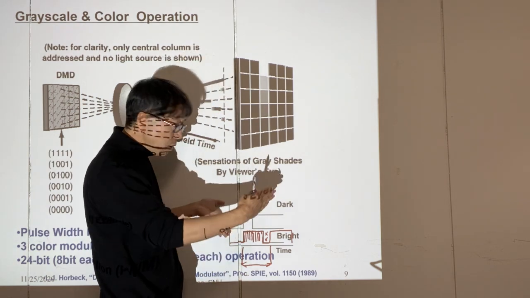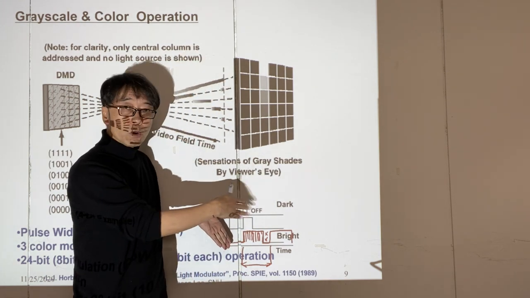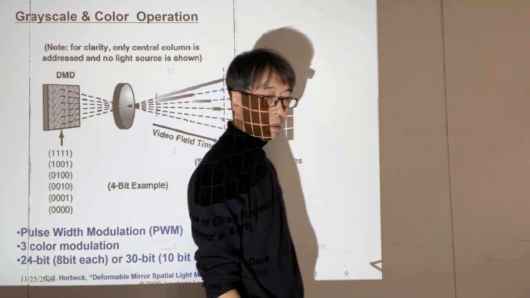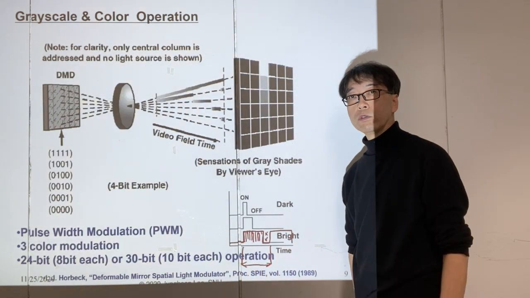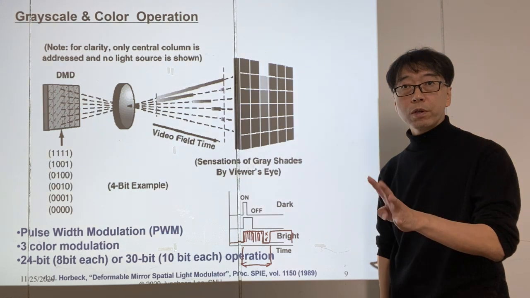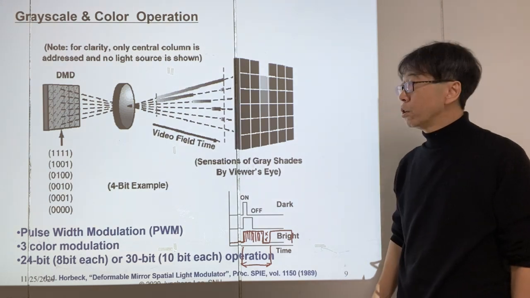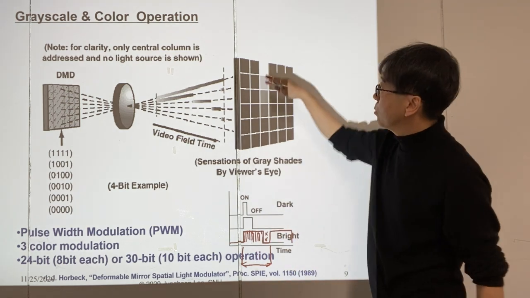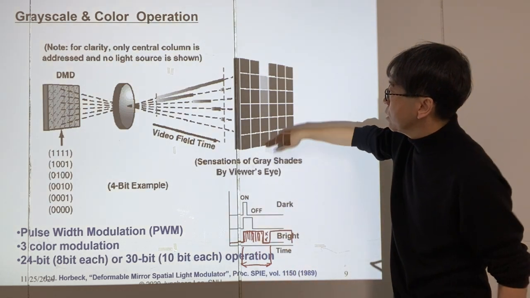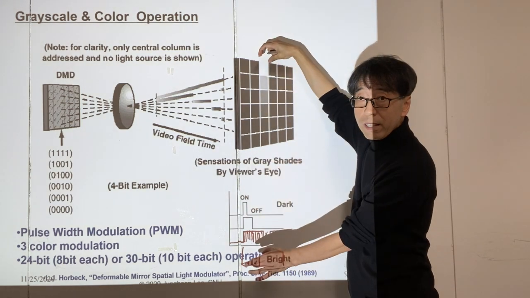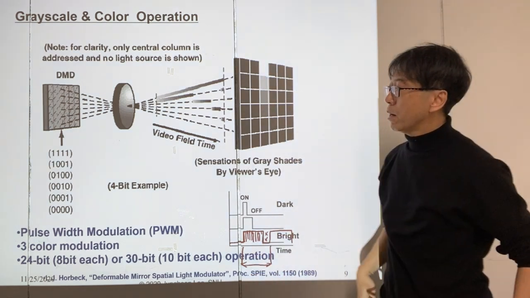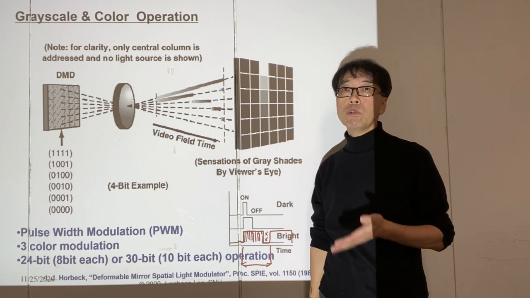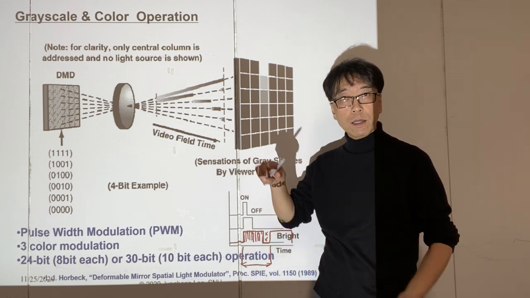In between, yes, you have 16 choices. This is the combination of binary numbers, 4-bit. 2 to the 4th power, 16, you have 16 choices. So your color depth will become 16. From total brightness to total darkness, there are 16 grades. And if you have an 8-bit PWM, 2 to the 8th power, 256 grades.